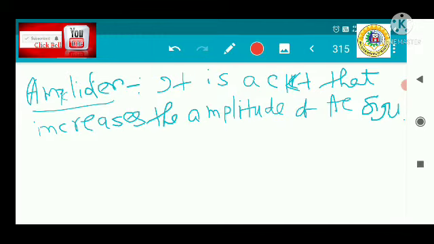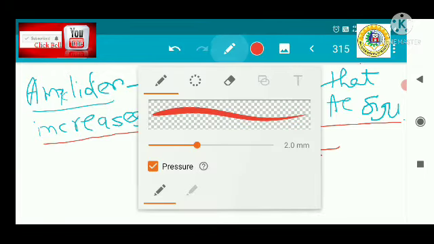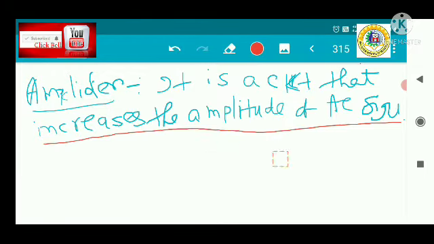Now the amplifier increases the amplitude of the AC signal, because in the case of the amplifier we provide the DC signal as well as the AC signal to the amplifier. The DC signal is used for one purpose and the AC signal is used for the amplification purpose. Okay, so that we will discuss. Next, how does the amplifier increase the amplitude of the AC signal?